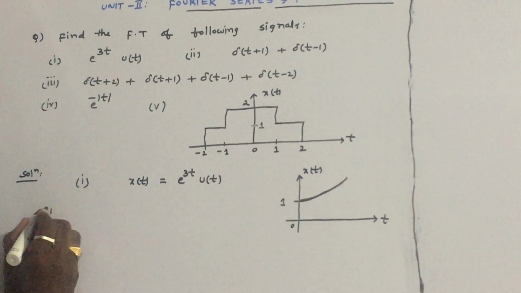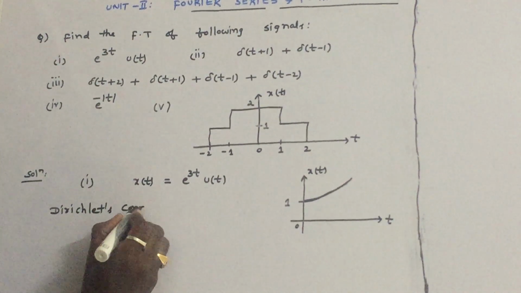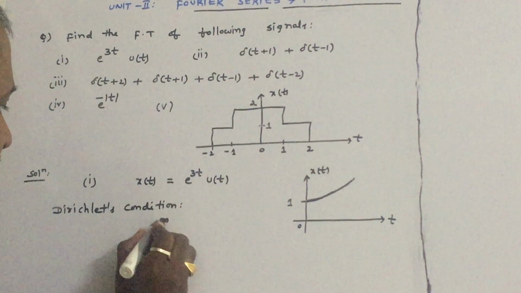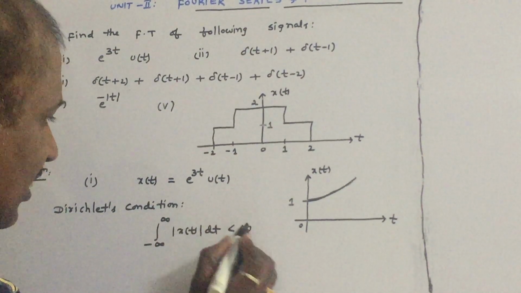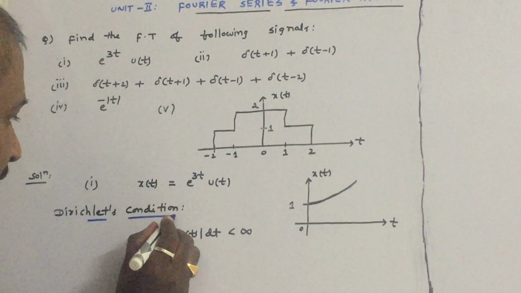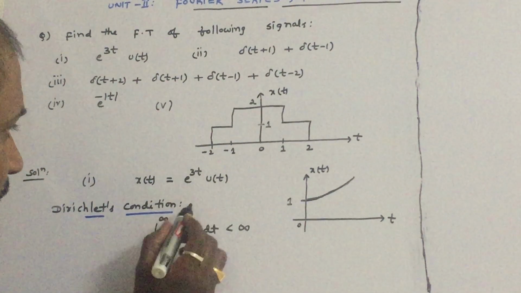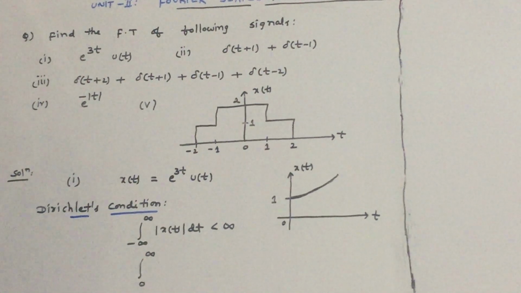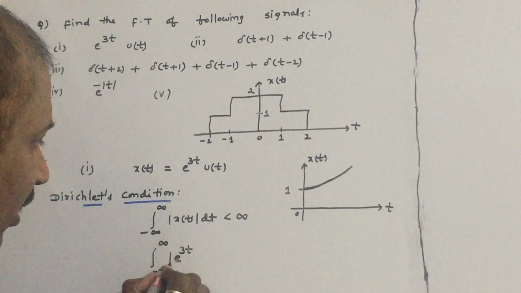So let us see whether it will satisfy Dirichlet conditions or not. As you know, what is the Dirichlet condition? The first condition is integral minus infinity to infinity mod of x of t dt. This integral value must be less than infinity. Then only the Fourier transform exists. So here, because x of t is e power 3t into u of t, this integral will start from 0 to infinity because of u of t. So e power 3t, in this interval u of t value is 1, dt.